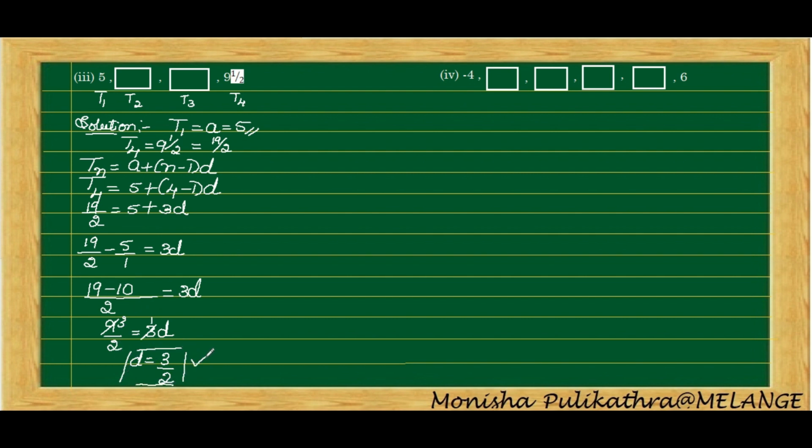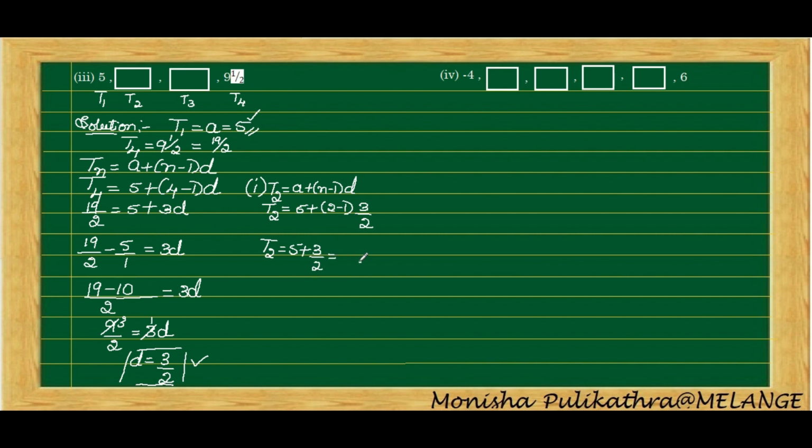So we have the value for D and we have the value for A. So what do we need to find out? We need to find out T2 and T3. Okay, first one we need to find out T2. T2 is equal to A plus n minus 1 into D, that is the Tn formula. So T2 is equal to A is 5 plus n is 2, so 2 minus 1 into D is 3 by 2. Okay, so T2 is equal to 5 plus 2 minus 1 is 1, 1 into 3 by 2 is 3 by 2.